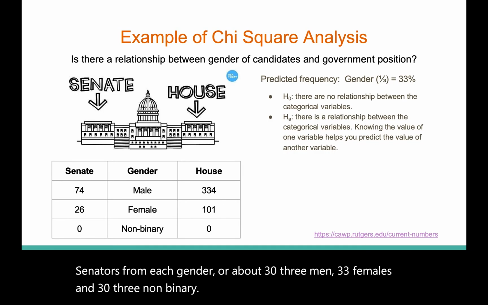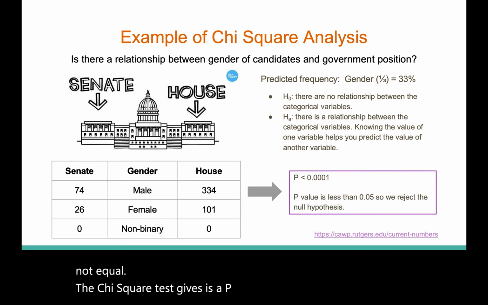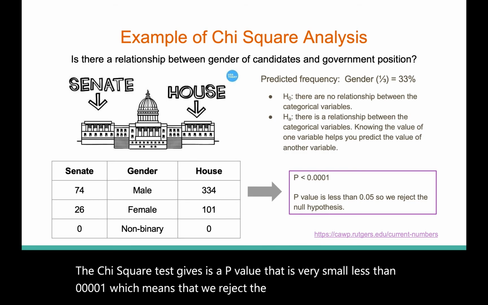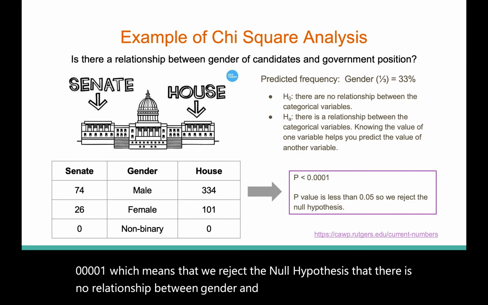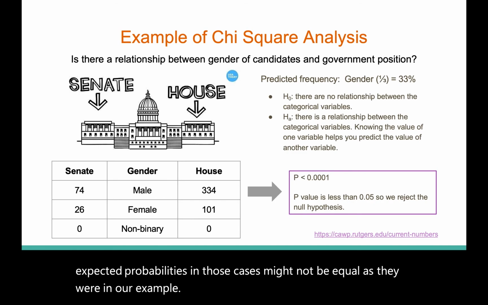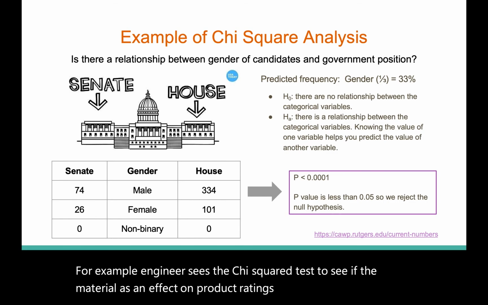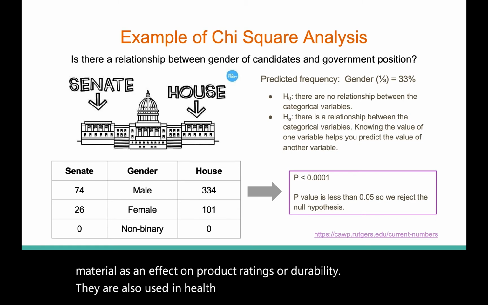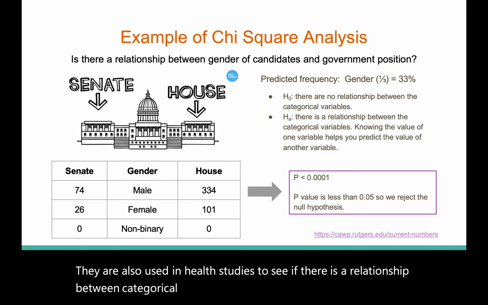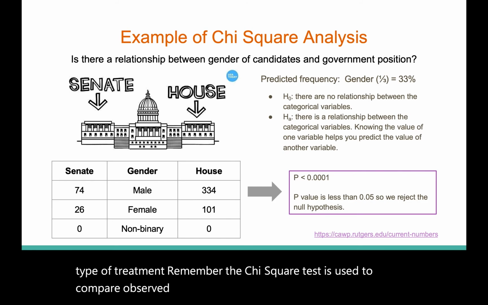Even before doing the analysis, it's pretty clear that these groups are not equal. The chi-square test gives us a p-value that is very small, less than 0.0001, which means that we reject the null hypothesis that there is no relationship between gender and Senate position. Chi-square tests often involve more complex data, and the expected probabilities in those cases might not be equal as they were in our example. For example, engineers use the chi-squared test to see if material has an effect on product ratings or durability. They're also used in health studies to see if there's a relationship between categorical variables in a sample population and some type of treatment. Remember, the chi-square test is used to compare observed or sample data against expected frequencies.